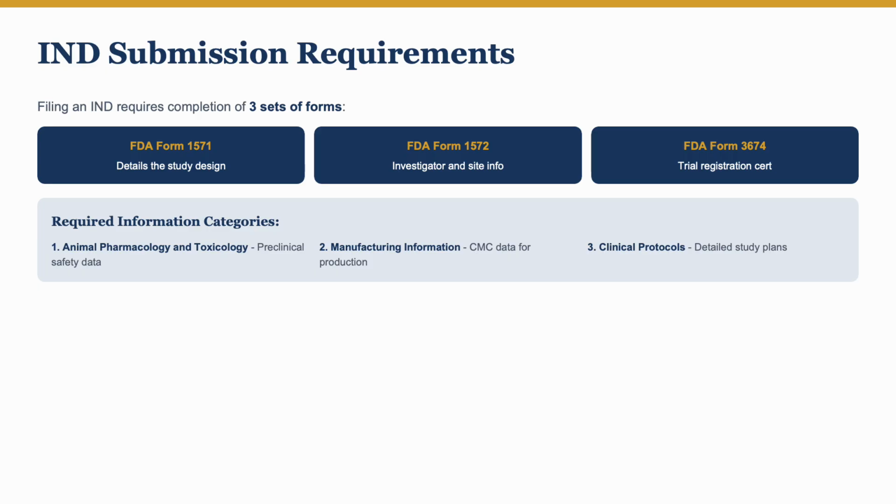Beyond these forms, the IND application must contain information in 3 broad areas. First, animal pharmacology and toxicology studies provide preclinical data to assess whether the product is reasonably safe for initial human testing. Second, manufacturing information demonstrates that the drug can be consistently produced. Third, clinical protocols detail exactly how the human studies will be conducted and by whom.